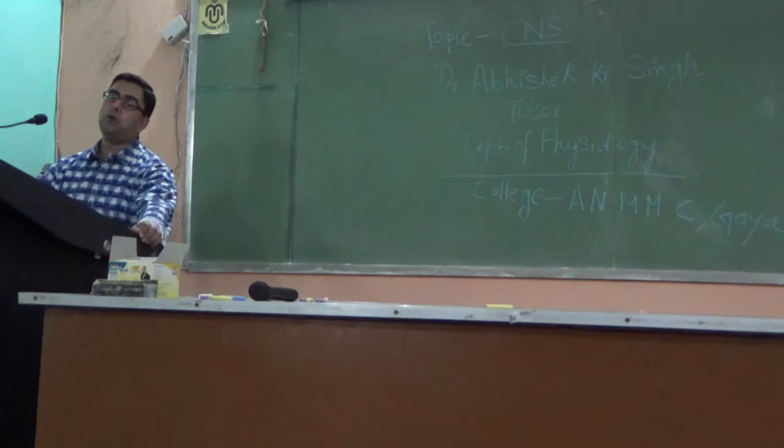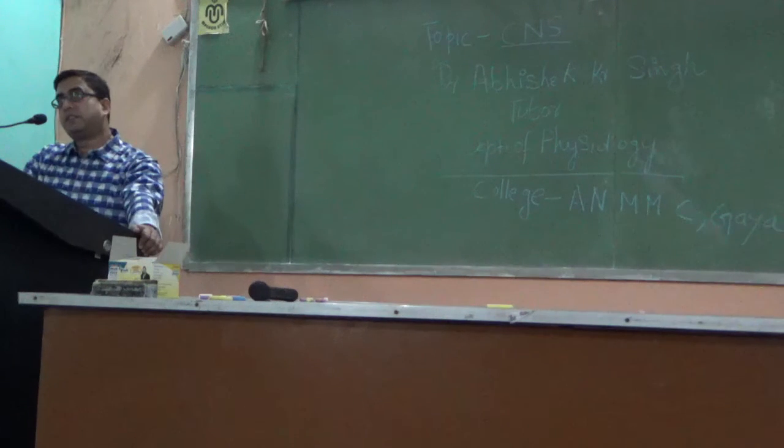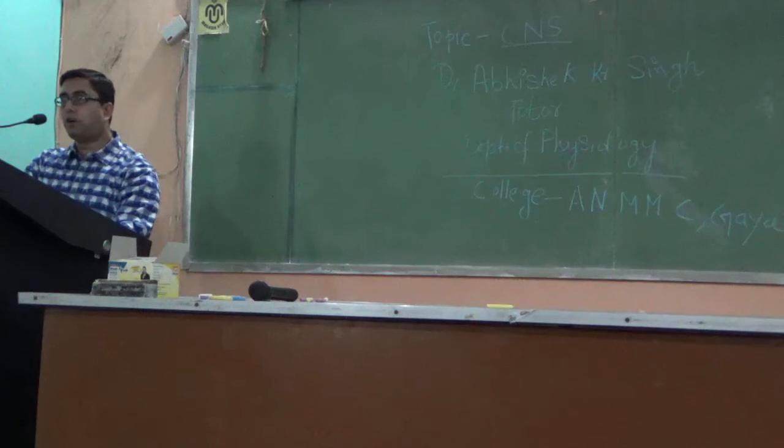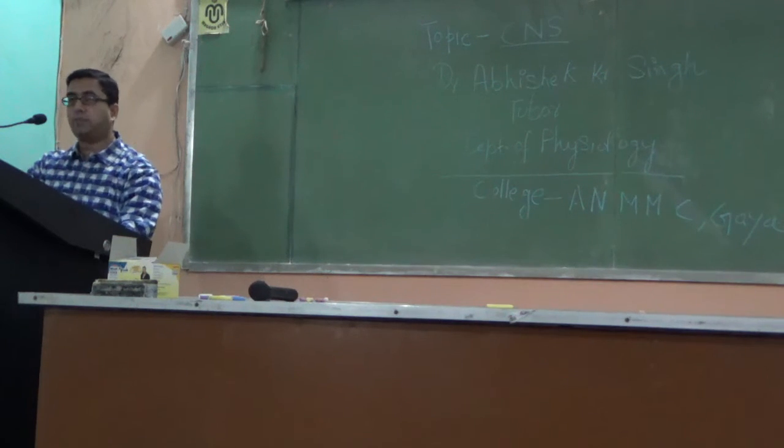Then coming to the functions of the central nervous system. How does your CNS function? How is the function of the nervous system executed? There are four major processes to this execution. First is recognition of stimulus and transmission of information to the CNS.